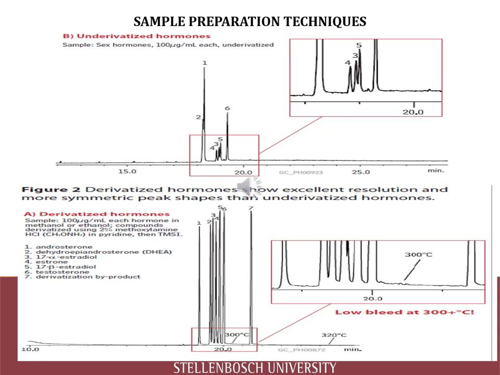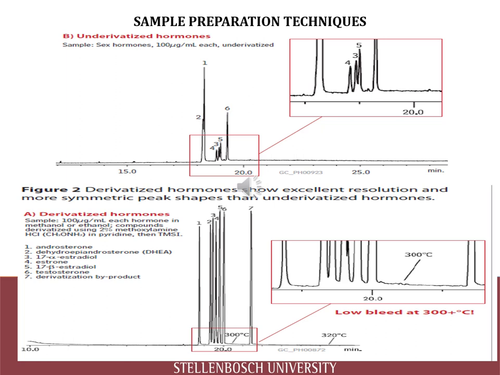If one looks at this chromatogram here, the top chromatogram, the one which is not enhanced, the first peak is 2 and then 1 and then 3 and then 4, 3, 5 and 6. That is the chromatogram where the sample was not derivatized, and you can also look at the retention times and how the peaks look. From that sample, you get very poor sensitivity when you do GC analysis.